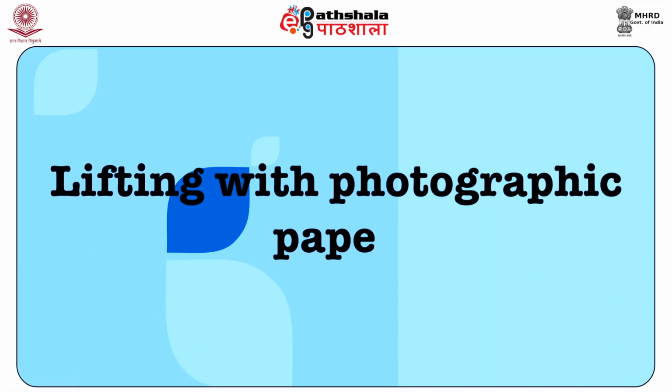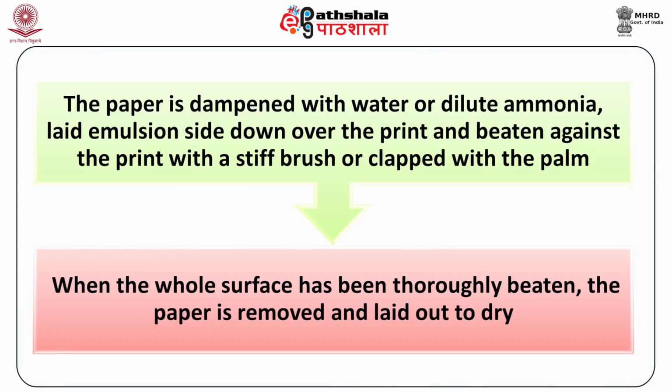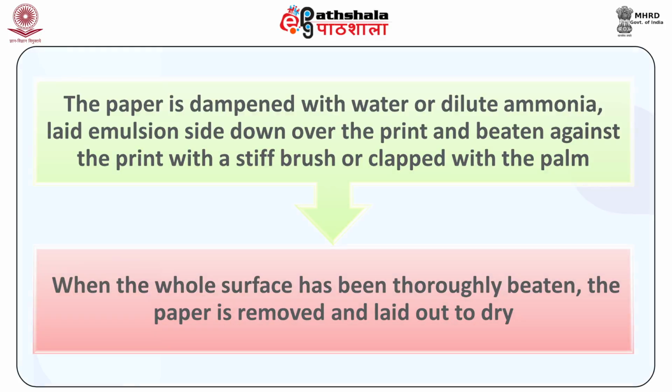Now, lifting with photographic paper. This technique may be employed when special lifters are not available. Black, exposed, developed, fixed and washed, or white, fixed and washed photographic paper can be used as determined by the color of the material in the print. The paper is damped with water or dilute ammonia, laid emulsion side over the print and beaten against the print with a stiff brush or clapped with the palm. When the whole surface has been thoroughly beaten, the paper is removed and laid out to dry.